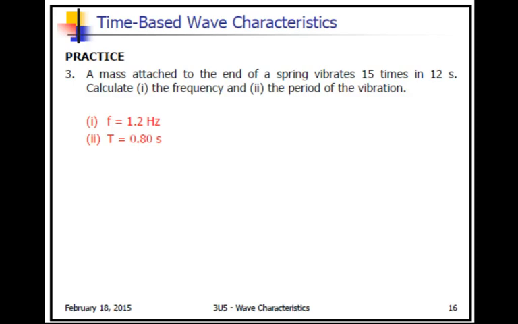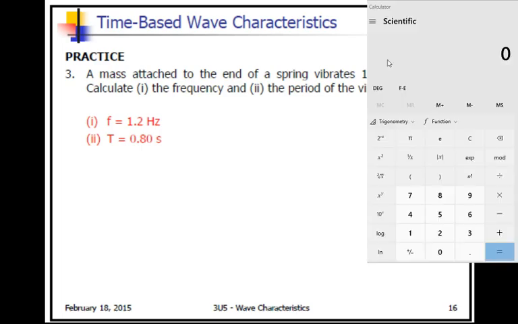This question says, a mass is attached to the end of a spring that vibrates 15 times in 12 seconds. And it asks us to find the frequency and the period. So if we have something that vibrates 15 times in 12 seconds, that's 1.25 hertz. I guess it should be 1.3 for rounding for significant digits. The period would be the reciprocal of that. So if you press just your reciprocal button, we get 0.80 seconds.